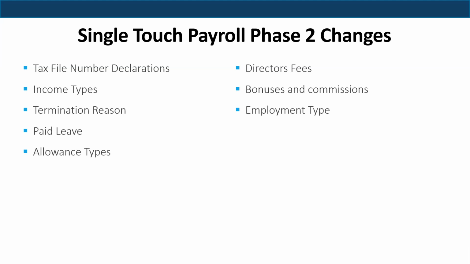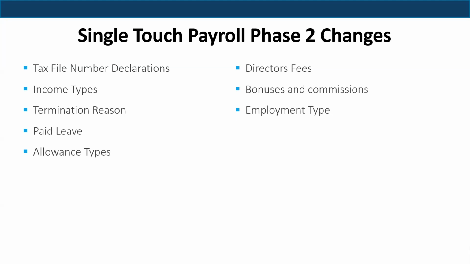Income types. The reporting of separate income types is now being introduced as a part of Single Touch Payroll. Some income types that you may be aware of include being a closely held payee of a business. And if you're unaware of what a closely held payee of a business is, it's an individual directly related to the entity from which they receive payments. For example, a family member or a director.